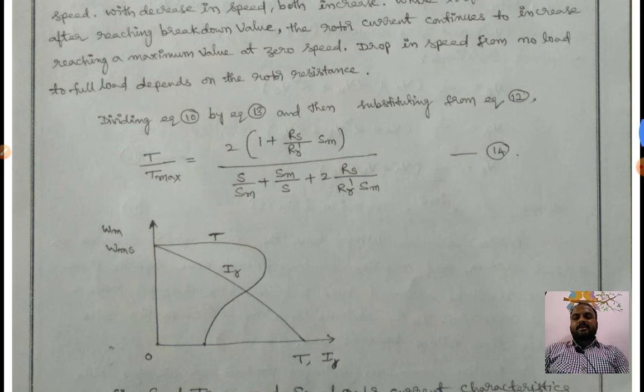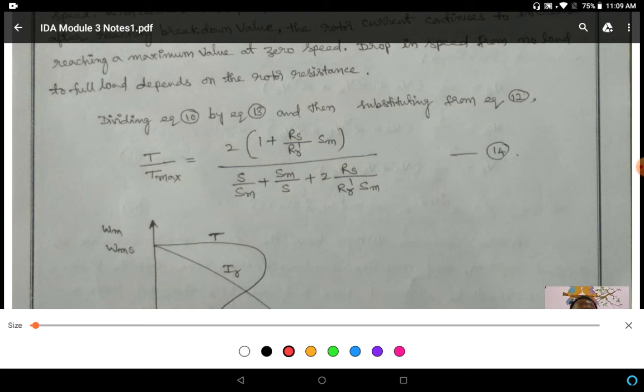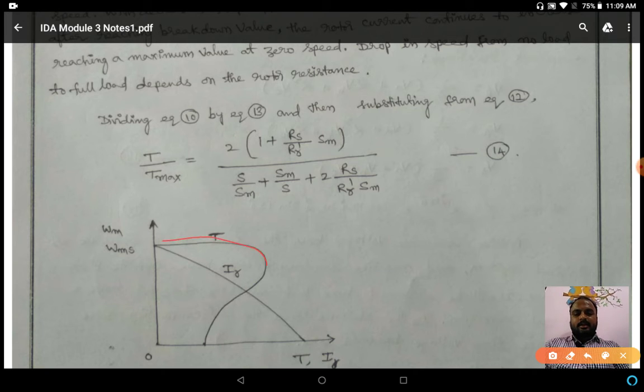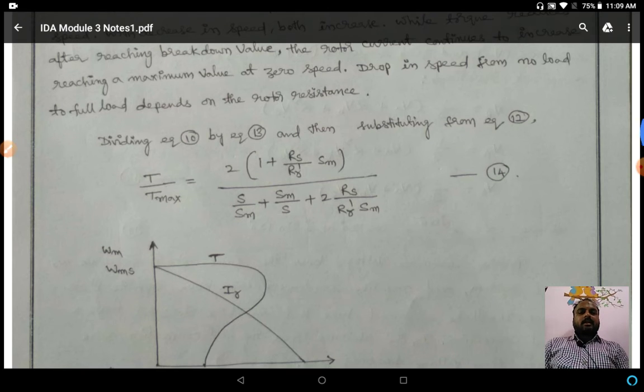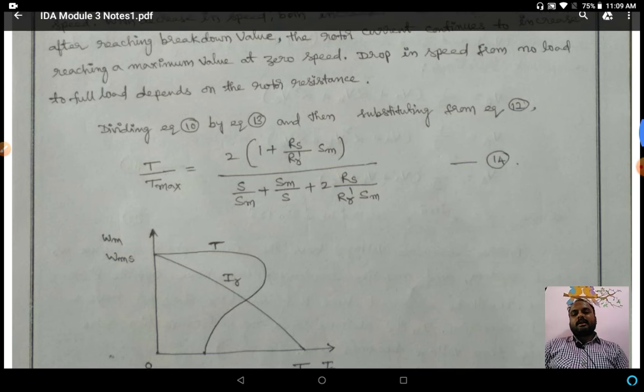So here from this figure you can see how the torque reaches a maximum value and then decreases to 0, and the rotor current also decreases when the speed decreases. So the drop in speed from no load to full load depends on the rotor resistance.